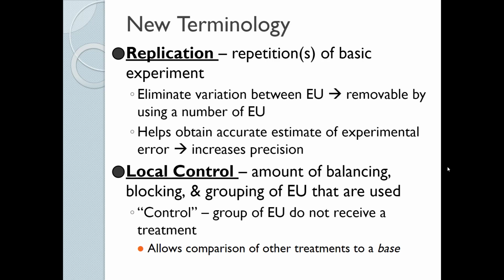And finally, the last term to make sure we have a good handle on is the third principle of experimental design, which is local control. And so this is the measures that are going to be put in place to balance, block, or group experimental units that are used in a study. And so the term control refers to a group of experimental units that do not necessarily receive a treatment.